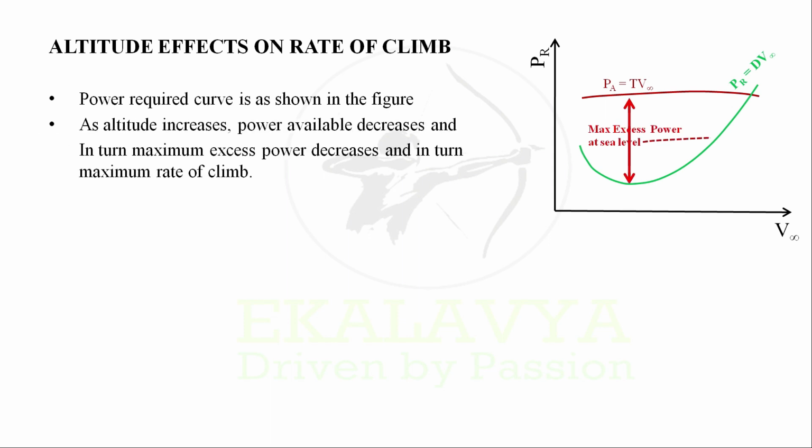As altitude increases, power available decreases, and in turn maximum excess power decreases, and in turn maximum rate of climb decreases. The dotted curves indicate the altitude's effect on rate of climb. That is, the new power available and power required and excess power are denoted by the dotted regions.